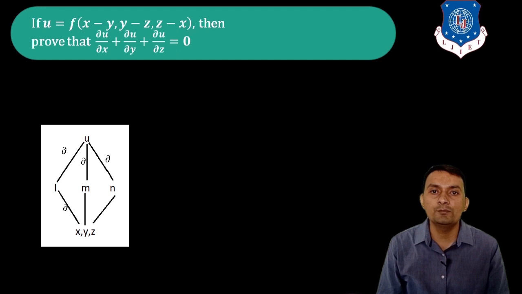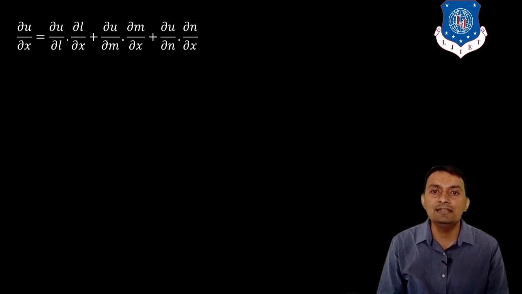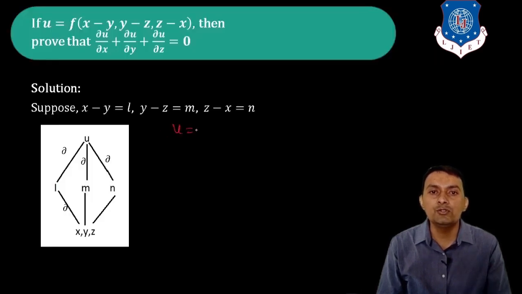If u is equal to f of x minus y, y minus z, z minus x, then prove that del u by del x plus del u by del y plus del u by del z is equal to 0. When we look at this question, it seems quite difficult, but when you have the chain rule, it is going to be very easy. For that, what do we have to consider? For simplicity, we assume that x minus y is equal to l, y minus z is m, and z minus x is n, so that our function itself becomes u equal to f of l, m, n.